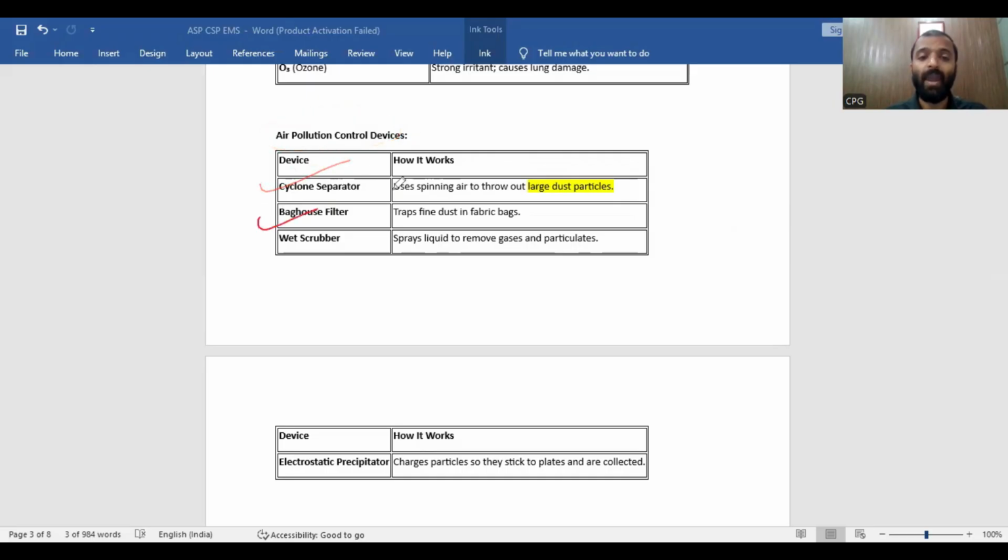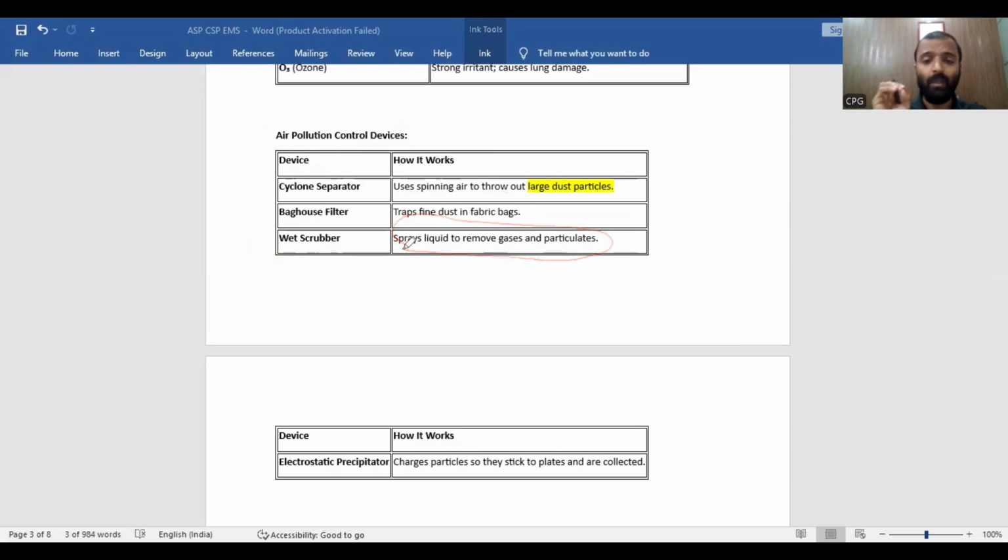Cyclone separator. Baghouse traps fine dust in fabric bags, so it will be trapping. Wet scrubber: a scrubber is like a shower. It sprays liquid to remove gases and particulates. There are wet scrubbers and dry scrubbers.